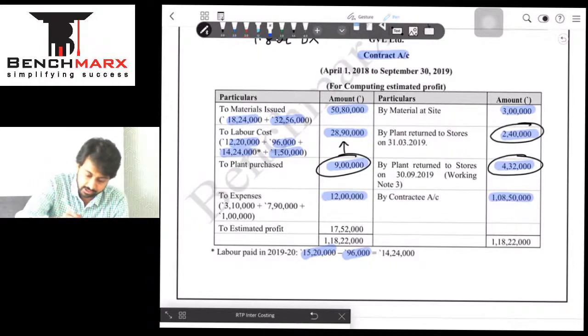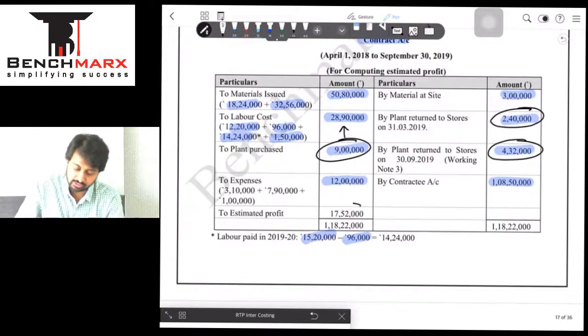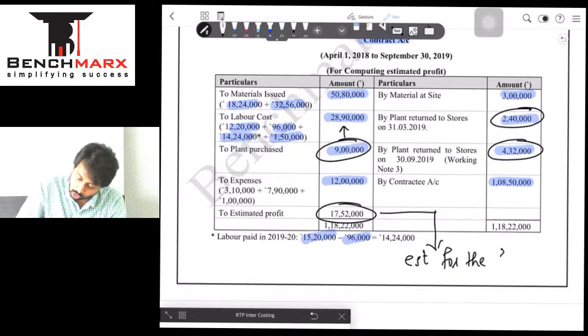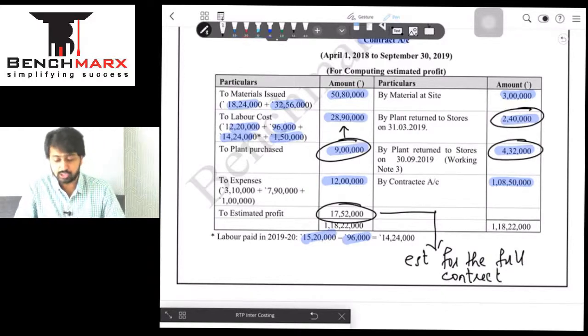द बैलेंसिंग फिगर इज गोइंग टू बी द प्रॉफिट, दैट इज 17,52,000, एंड दिस इज द प्रॉफिट विच इज एस्टिमेटेड ऑब्वियसली फॉर द फुल कॉन्ट्रैक्ट. ये कोई साल का नहीं है. दिस इज व्हाट आई विल बी एक्सपेक्टिंग टू अर्न फ्रॉम द एंटायर कॉन्ट्रैक्ट.